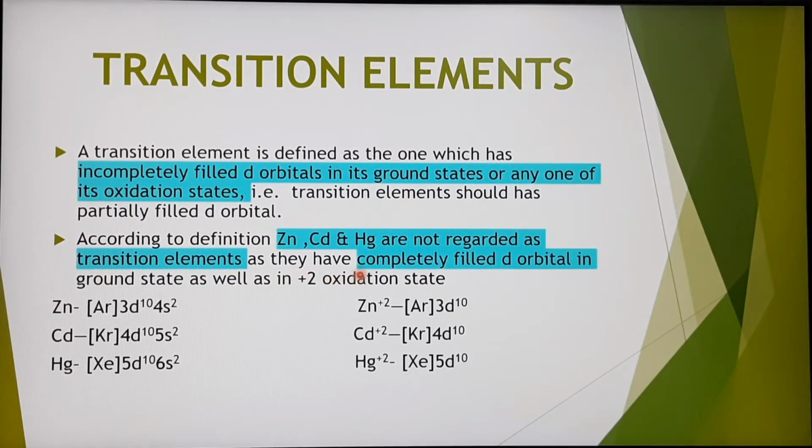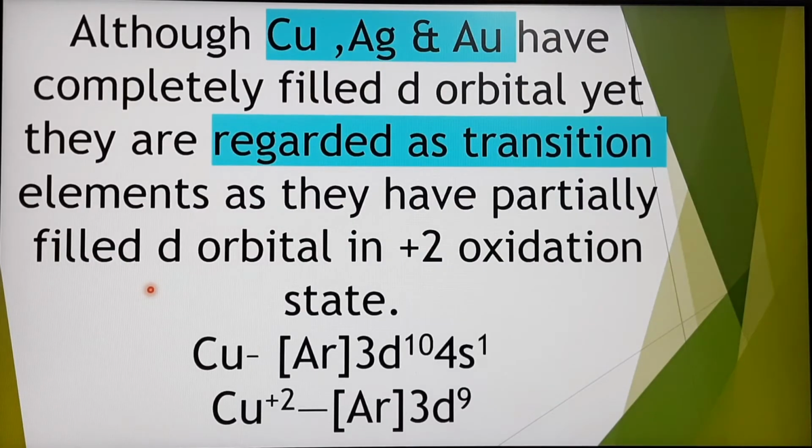Why are they not regarded as transition elements? Because they have a completely filled d orbital in the ground state as well as in the +2 oxidation state. Zinc has the configuration argon 3d10 4s2, and in the +2 state again the d orbital is completely filled. In the same way, in cadmium and mercury the d orbital is completely filled in the ground state as well as in the +2 oxidation state. So these three elements are not regarded as transition elements; they are called d block elements, not transition elements.